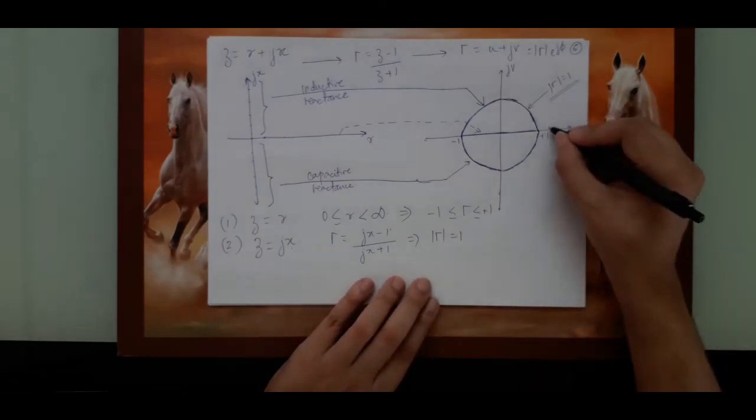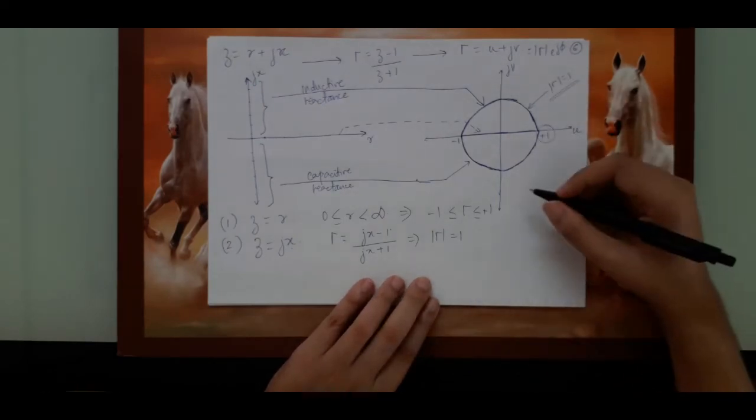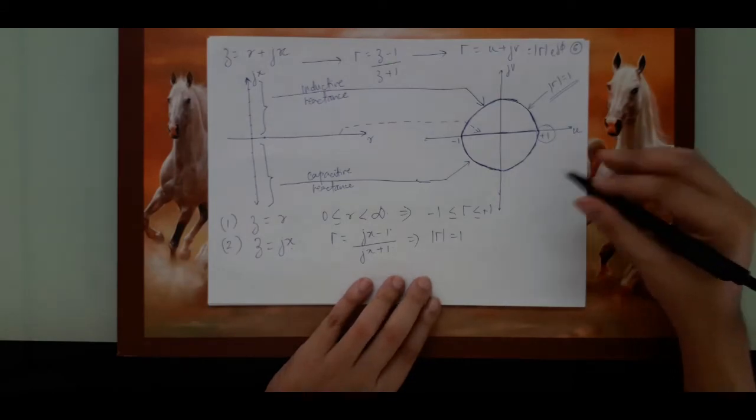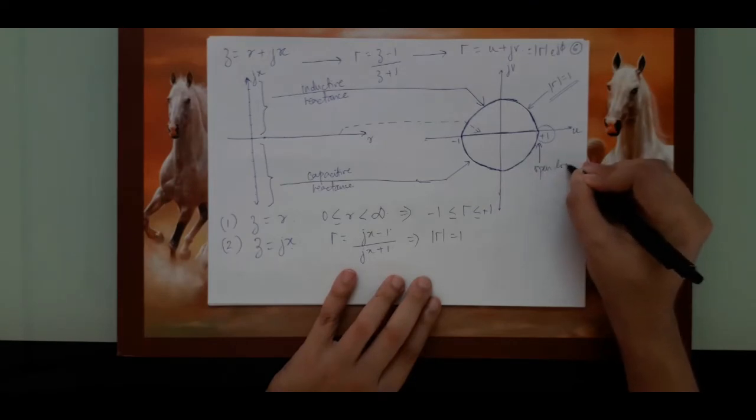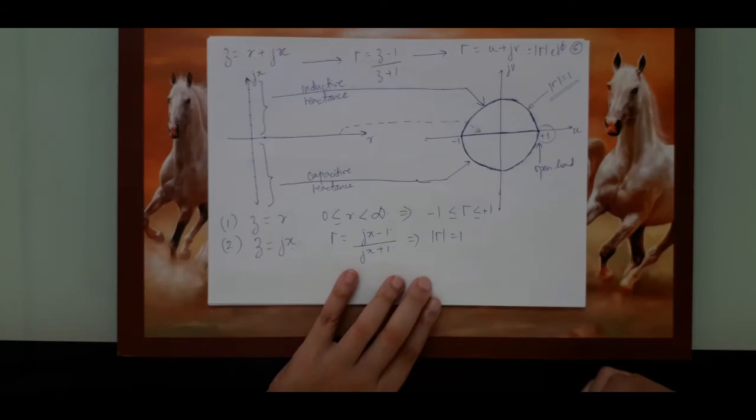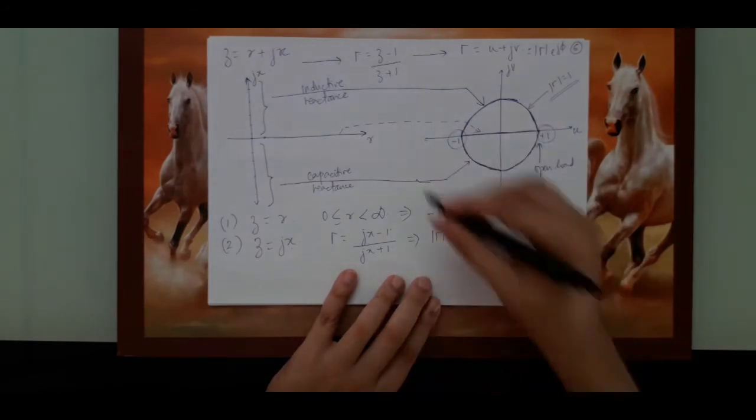Now, if I look at this point, plus 1, gamma equals plus 1. So, which load do we know has a reflection coefficient of plus 1? It is the open load. So, therefore, this point plus 1 corresponds to an open load. This point minus 1 corresponds to short.